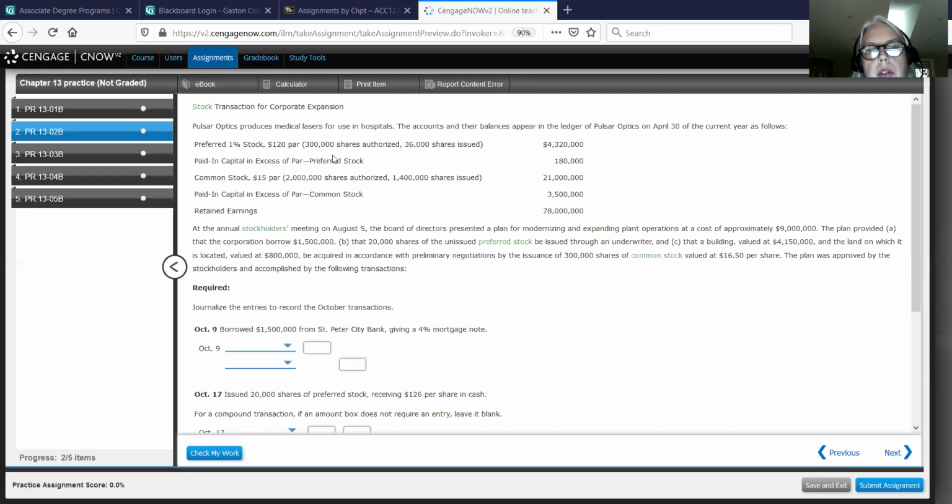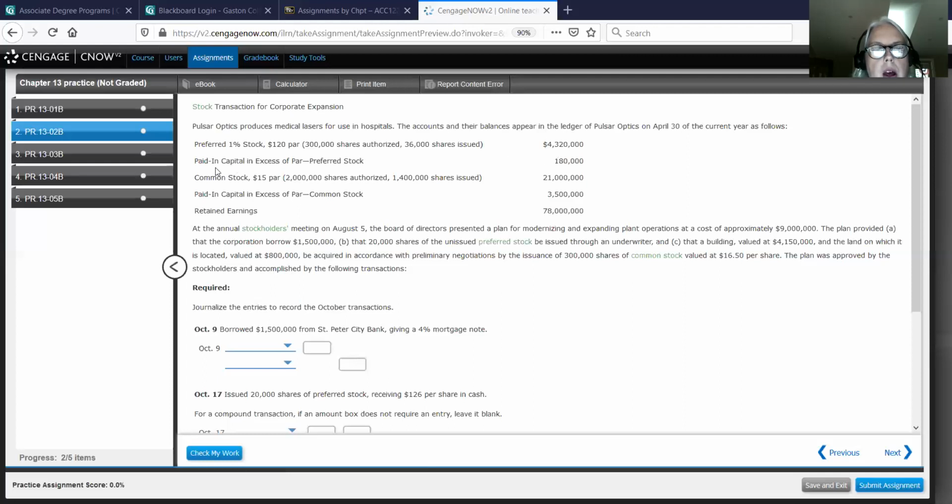There were 300,000 shares authorized. What that means is that's how much they have available to be able to sell. But there were 36,000 shares that were issued. And so what that means is they've sold 36,000 shares of the stock that they had authorized, and it's out there and available for dividends. The total value of the preferred stock is $4,320,000.